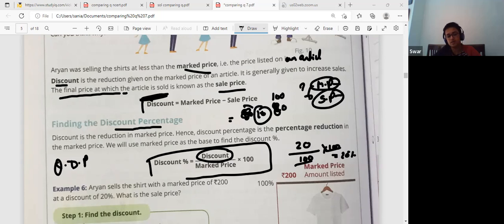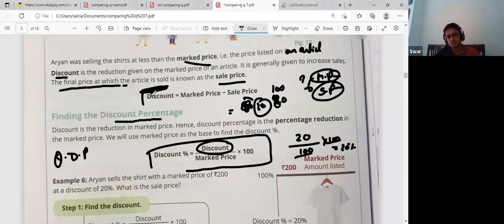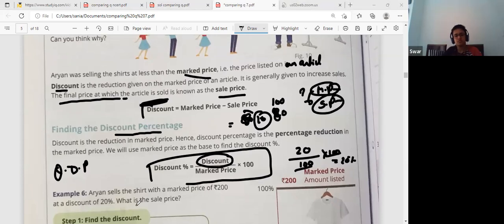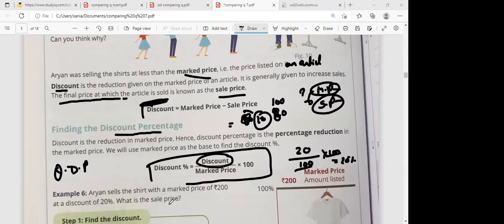Can you see example number 6? What do you have to find over here? It's the sale price. So what will you do, sir?